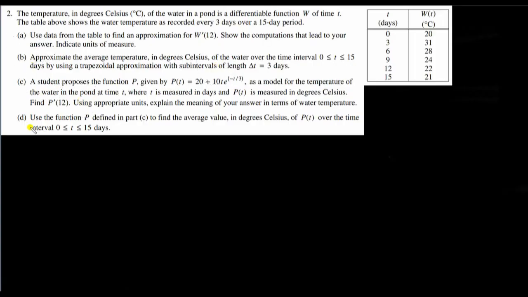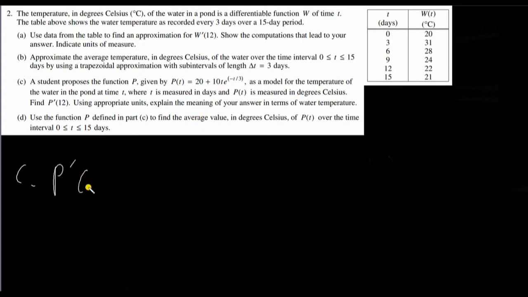Okay, so part C, we have the function P, given by that stuff, as a model for the temperature of the water in the pond at time t, where t is in days and p of t is in degrees Celsius. Find p prime of 12. Okay, so let's take the derivative of this function to find p prime of t, and then plug in 12 to get p prime of 12. And that's a pretty straightforward way to solve the problem, I think.